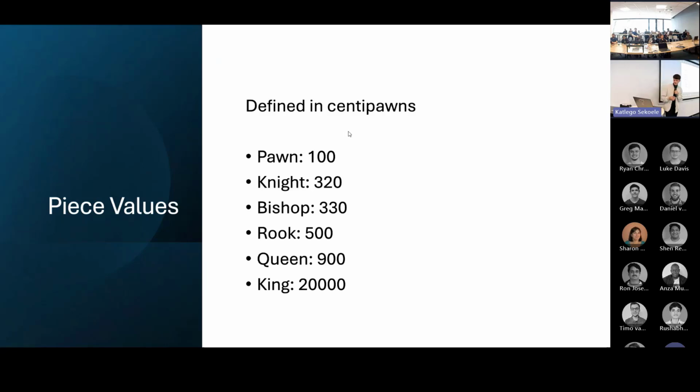Okay, so for the piece values, you guys are probably used to a pawn being worth 1, a knight being worth 3, bishop 3, rook 5. But this guy, for some reason, wanted to define the stuff in centipawns. So he valued the bishop slightly more than the knight. Yeah, so these are the values that are used for all the pieces.